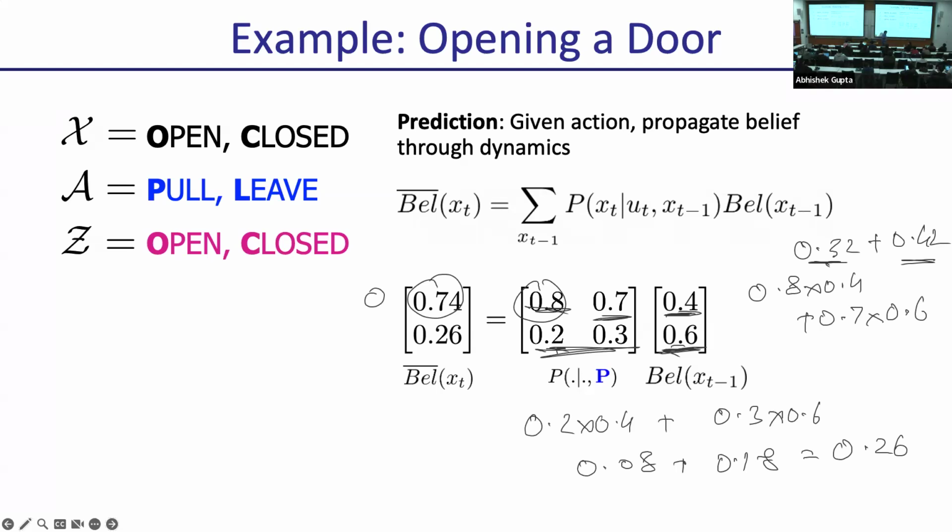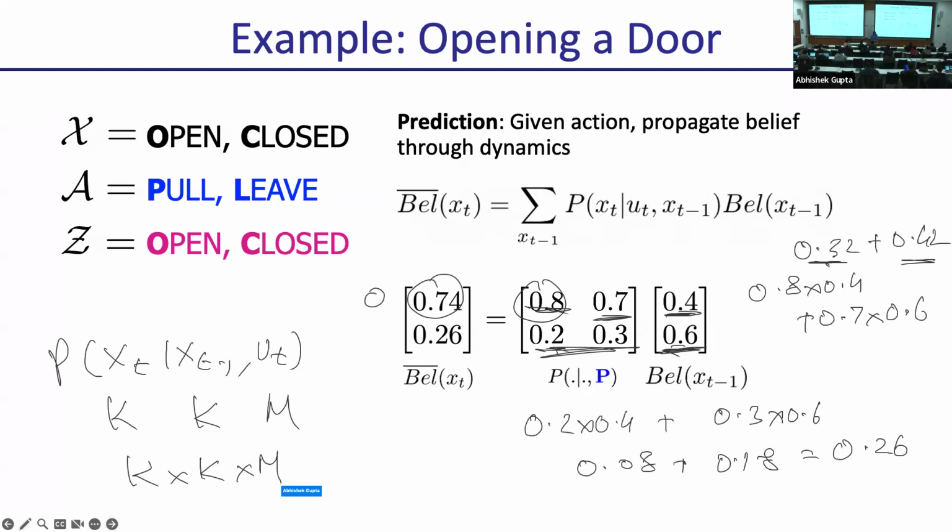That grid matrix where every single possible action is. So your dynamics model is essentially P of xt given xt minus 1 ut, right? So it's going to be like, let's say there were k of these and k of these and m of these. It's going to be a table of k times m. Right, so you can kind of think of it as a 3D matrix or 3D tensor.